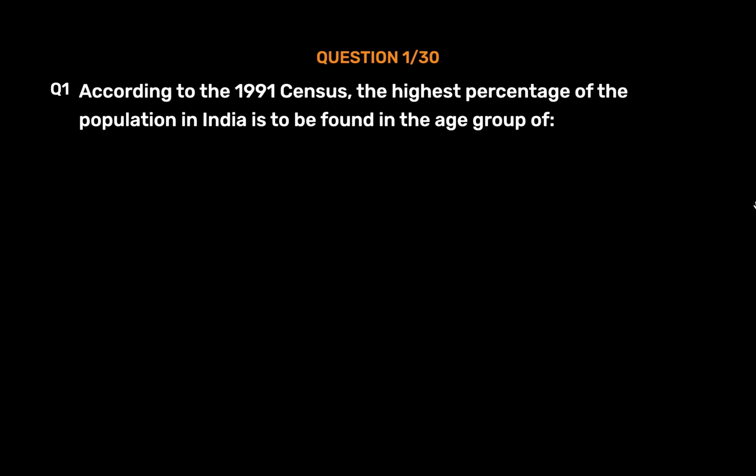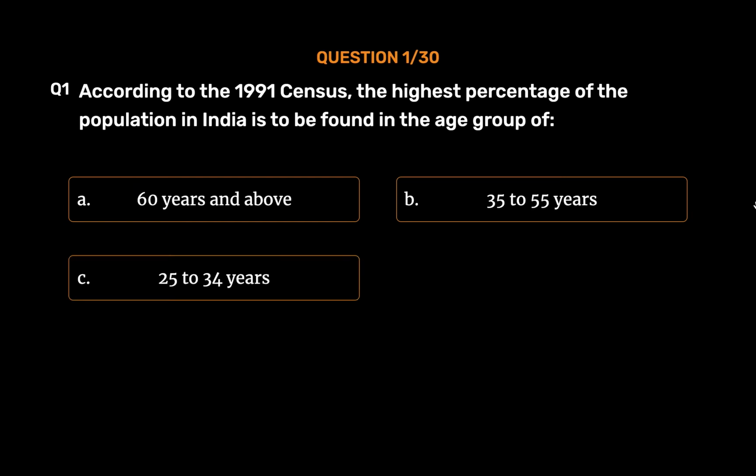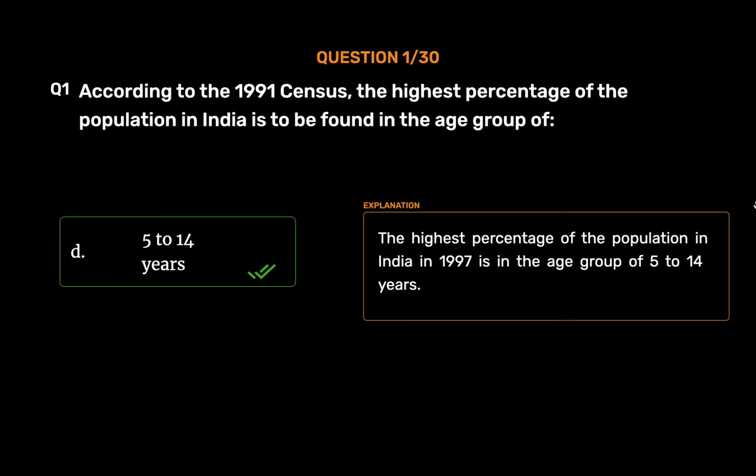in the age group of Option A, 60 years and above. Option B, 35 to 55 years. Option C, 25 to 34 years. Option D, 5 to 14 years. The correct answer is Option D, 5 to 14 years. The highest percentage of the population in India in 1997 is in the age group of 5 to 14 years.